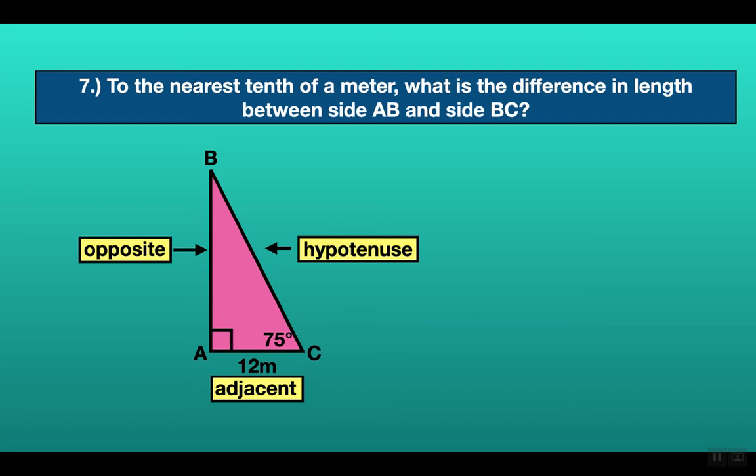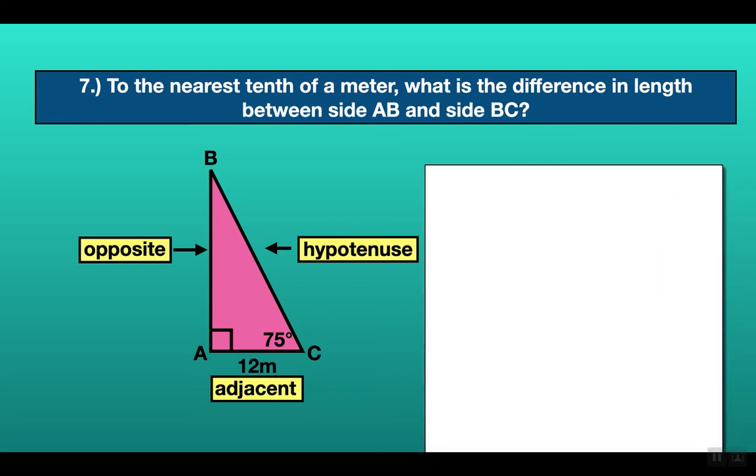Okay, now that we've identified the 3 sides, let's start with which side? We could start by solving for side BA. Now the trigonometric ratio that compares the opposite side to the adjacent side is tangent. The tangent will equal the opposite side divided by the adjacent side.